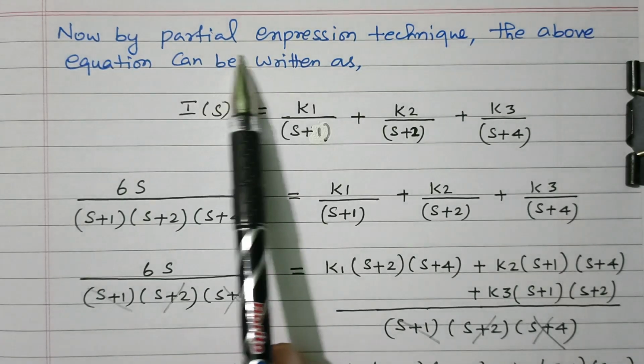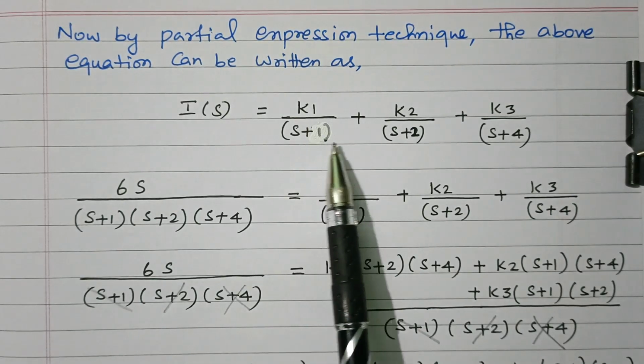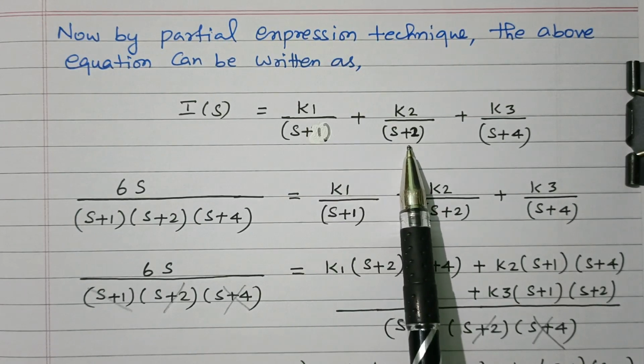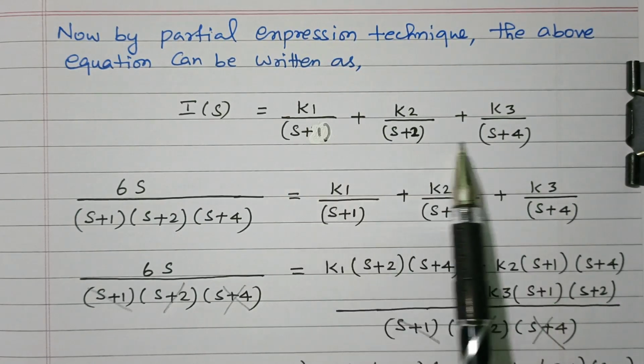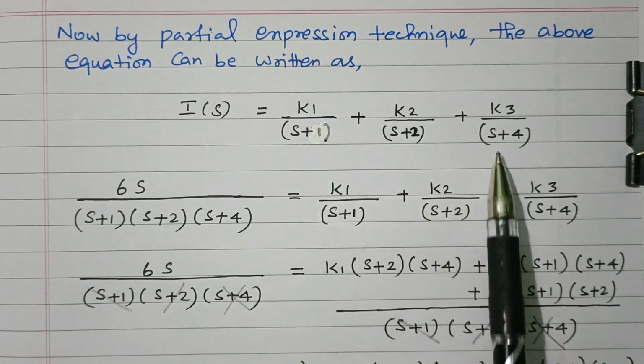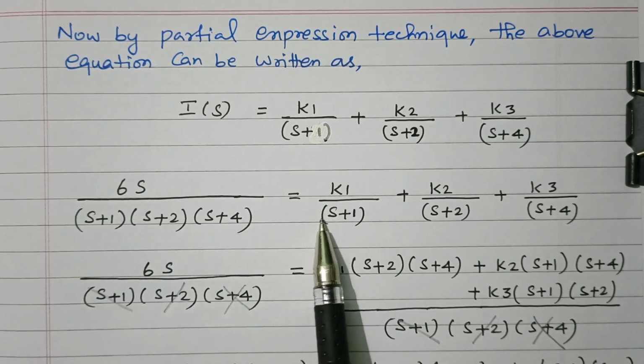So by the partial fraction technique, the equation is written as k1 divided by s plus 1, plus k2 divided by s plus 2, plus k3 divided by s plus 4. If we split it like this, we can easily take the inverse Laplace. This is equation 1, written like this.